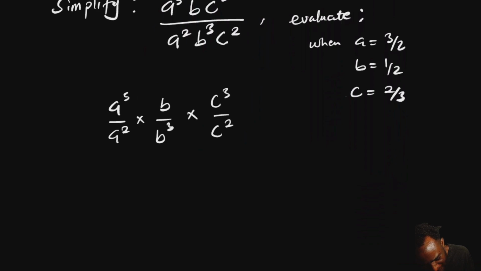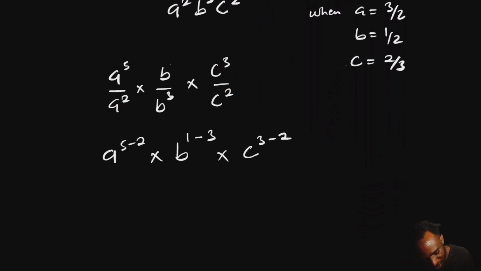So we go on then to write one base and then subtract the indices. This is the division rule. We write the first base and subtract the indices: 5 minus 2, then for b, write the base and subtract the indices: 1 minus 3, and for c, 3 minus 2. It's always from top to down, numerator first, denominator second. So our simplified version is a raised to the power 3 times b raised to the power minus 2 times c raised to the power 1, which is also c.